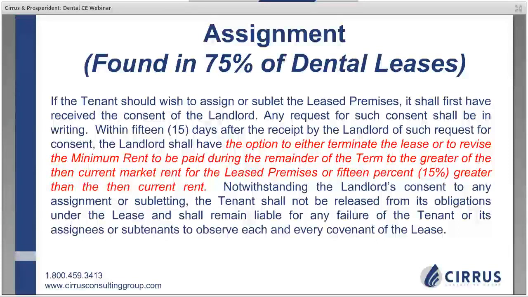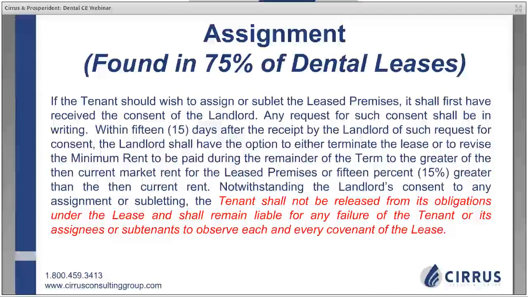Now, they're able to do that because for many of you, the assignment clause will stipulate that when you request approval, the landlord not only has the right to increase your rent, but they also have the right to terminate your lease if you do not agree to their terms. 75% of you this morning will have that in your lease.